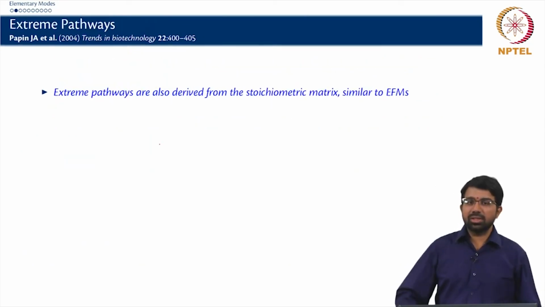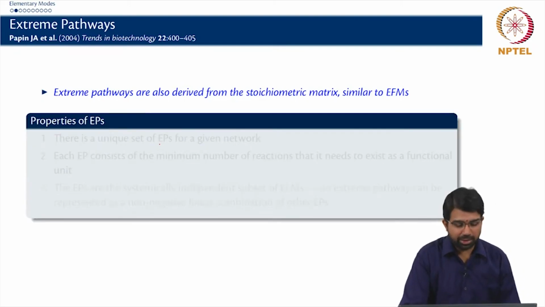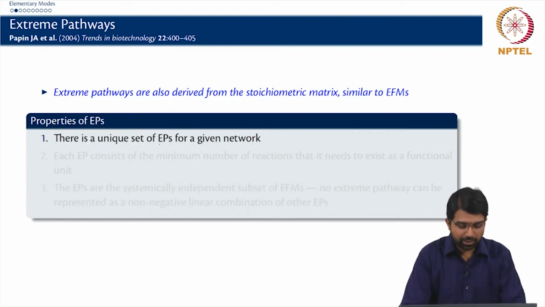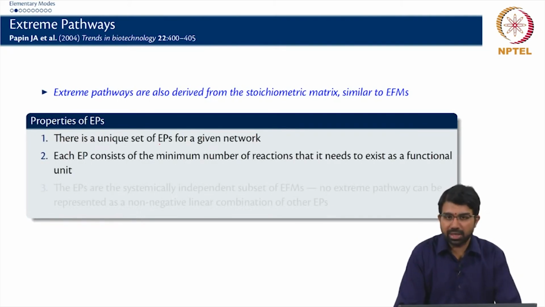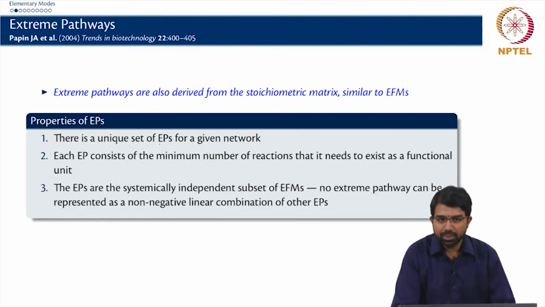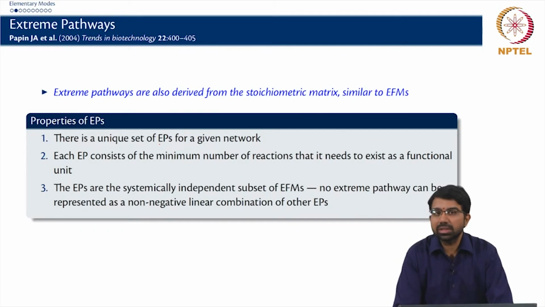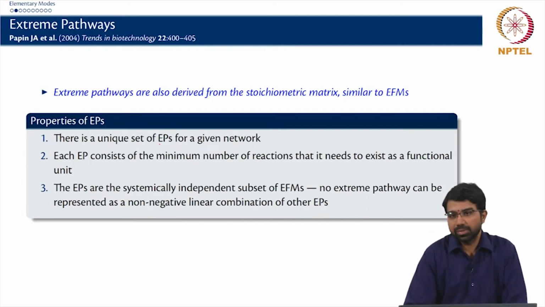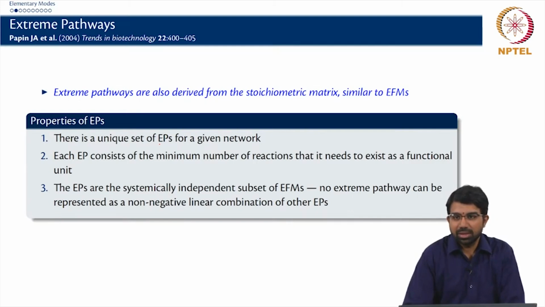There is also this other concept of extreme pathways. This is mathematically easier to understand in some sense. They are derived from the stoichiometric matrix, similar to EFMs. There is a unique set of EPs for a given network. Each extreme pathway again consists of the minimum number of reactions it needs to exist as a functional unit, and they are the systemically independent subset of EFMs. No extreme pathway can be represented as a non-negative linear combination of the other extreme pathways. So these are basically basis vectors of the flux space.